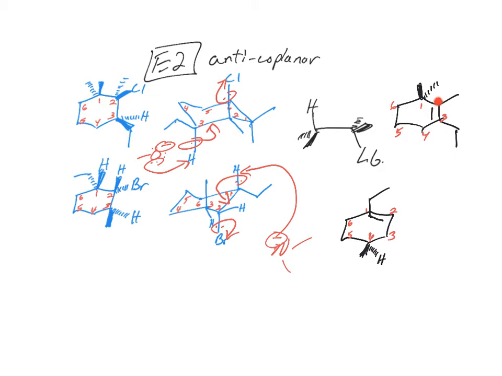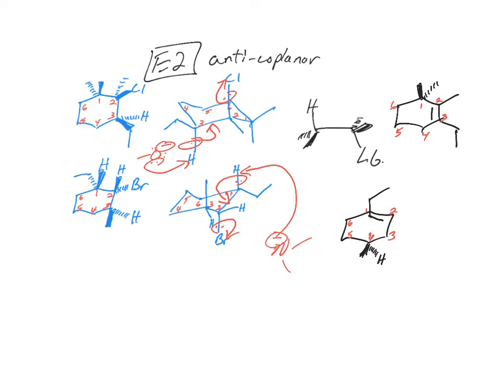Always be careful: sp2 hybridized carbons do not have wedges and dashes. If you do that, it will be incorrect. They are flat. sp2 hybridized carbons do not have wedges and dashes.